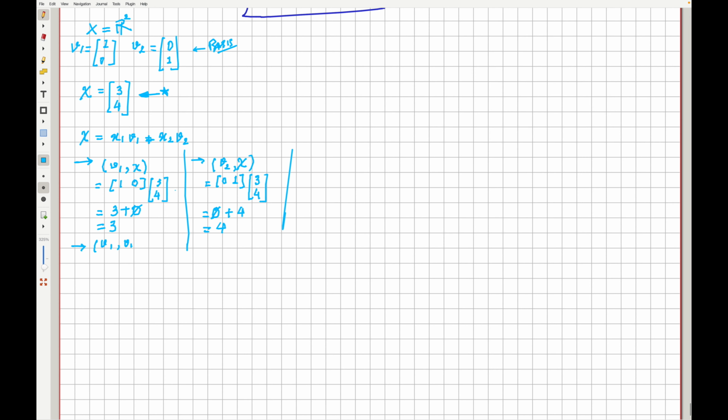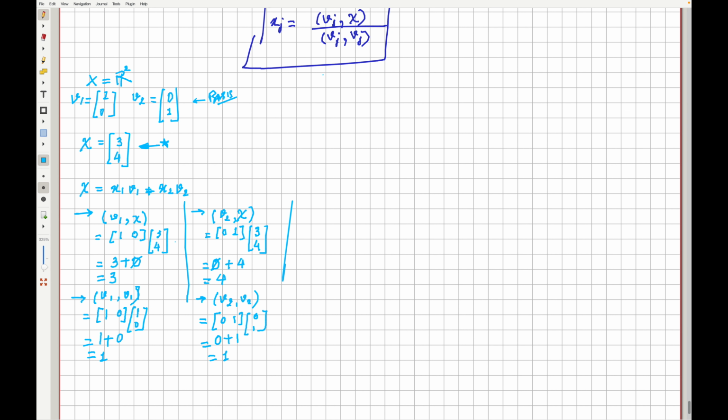Now we also need the dot product of v1 with itself. So v1 dotted with v1, in this case it would be (1, 0) dotted with (1, 0), and that's 1 times 1 is 1, 0 times 0 is 0, so we get a value of 1. Likewise here we need the dot product of vector v2 with itself, which is (0, 1) dotted with (0, 1). So that is 0 plus 1, again this is 1.